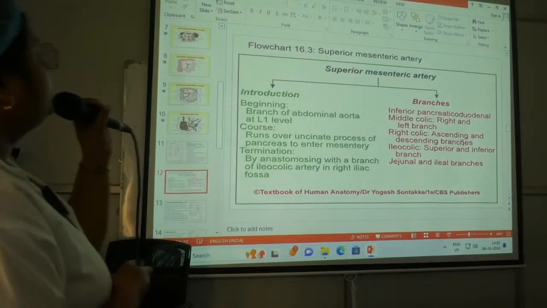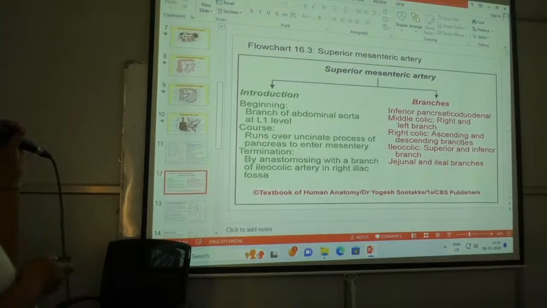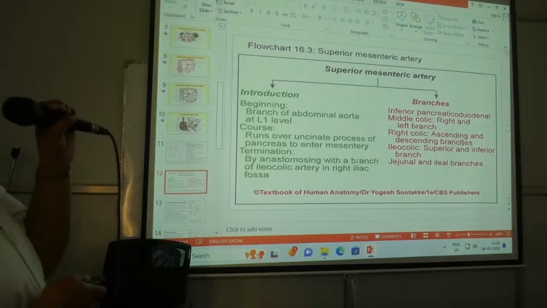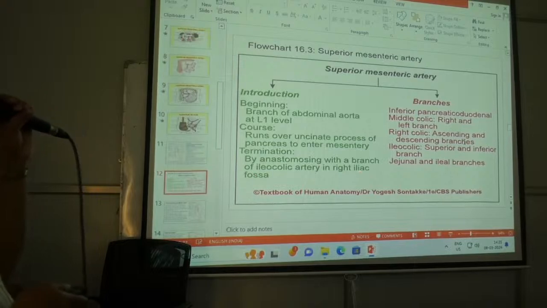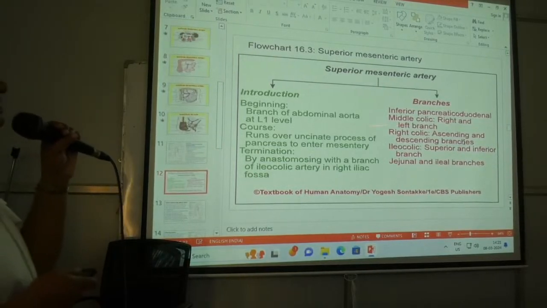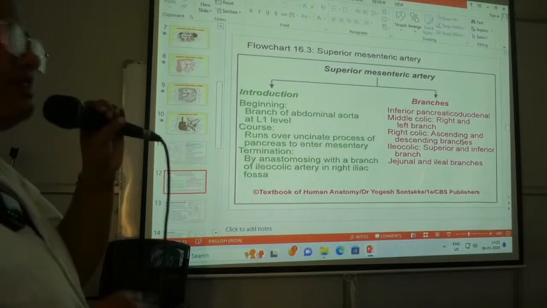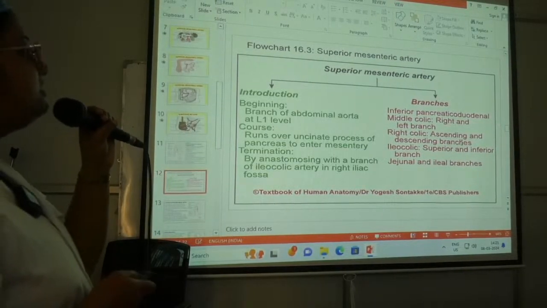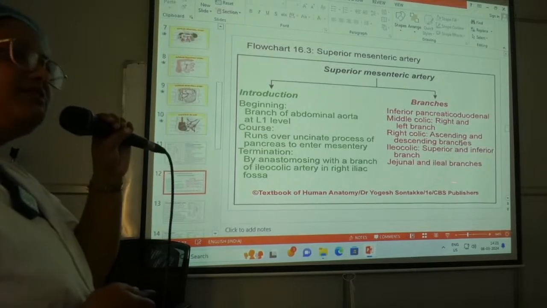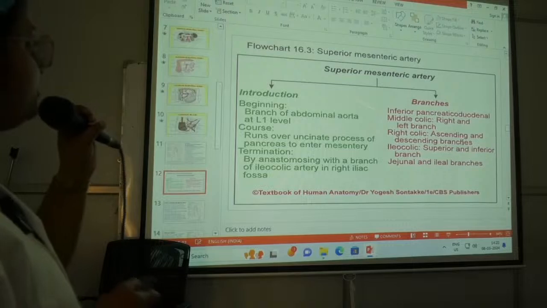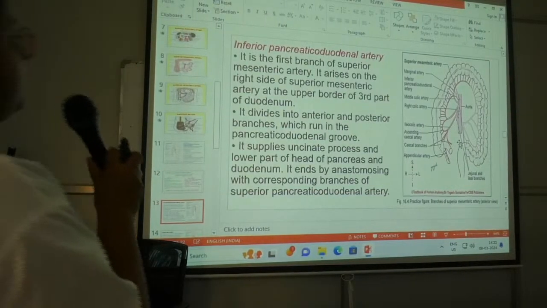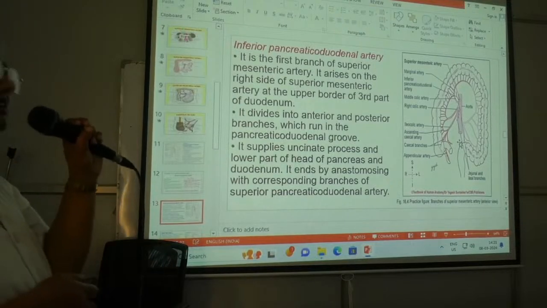The superior mesenteric artery is a branch of the abdominal aorta at the L1 level. It runs over the uncinate process of the pancreas to enter the mesentery, and terminates by anastomosing with a branch of the ileocolic in the right iliac fossa. Its branches are mainly these five: inferior pancreaticoduodenal, middle colic, right colic, ileocolic, and jejunal and ileal branches. So all these are branches of the superior mesenteric artery. Next, we will discuss the individual branches.